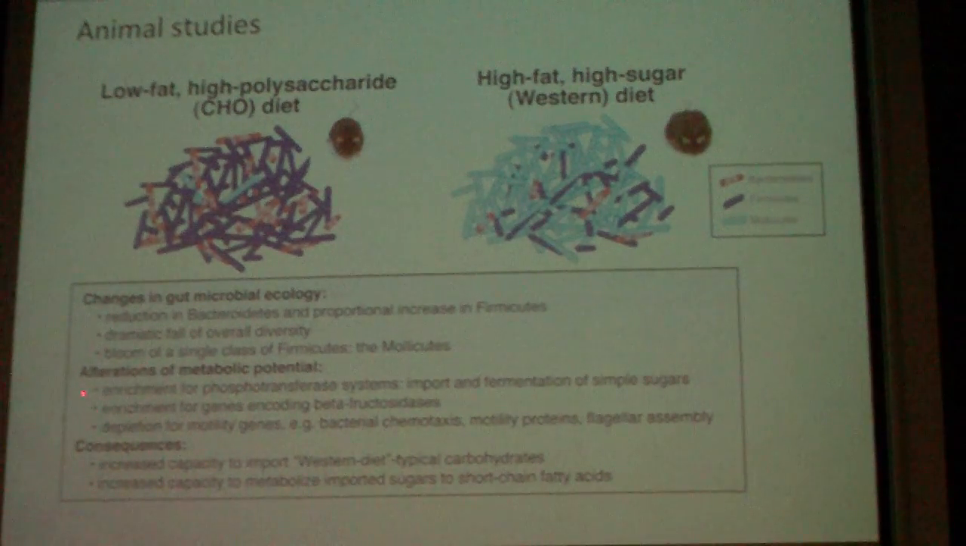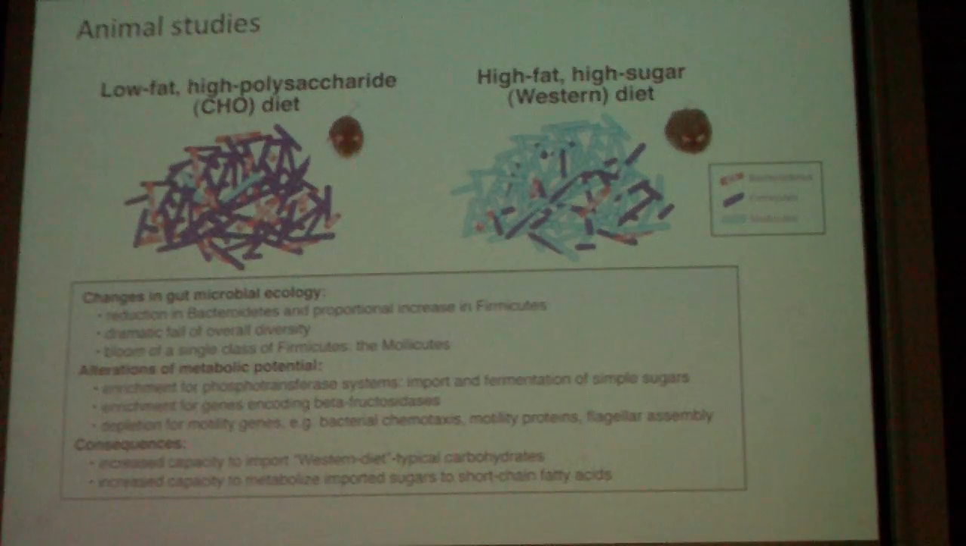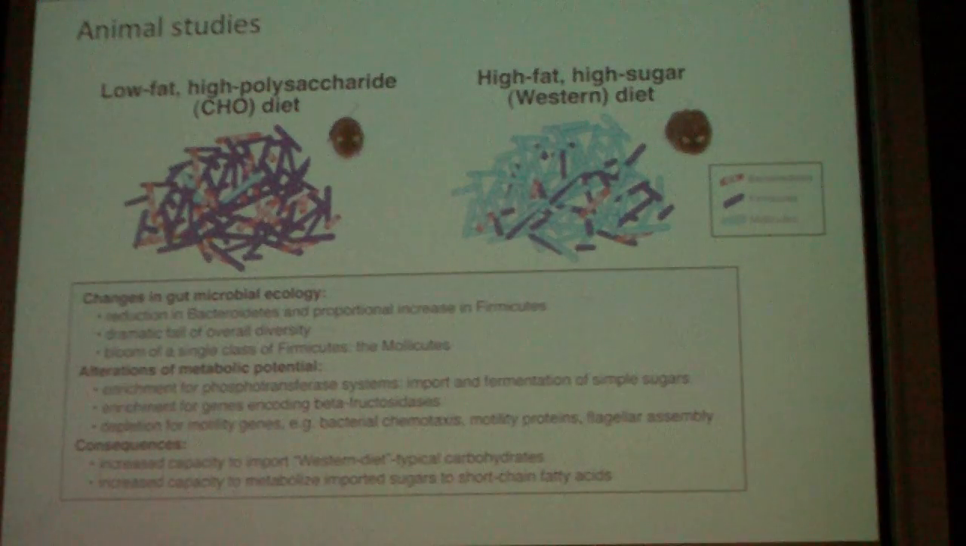Also, there were alterations of the metabolic potential in mice consuming the Western diet, so there are enrichments in genes encoding energy metabolism, and the consequences were that the obese mouse had an increased capacity to import carbohydrates from the Western diet. And they have also increased capacity to metabolize the sugars into short-chain fatty acids.